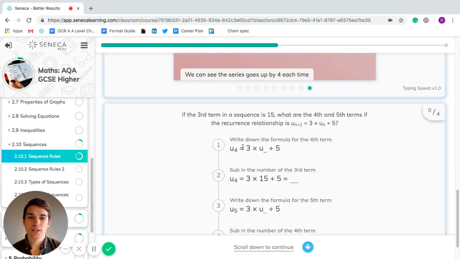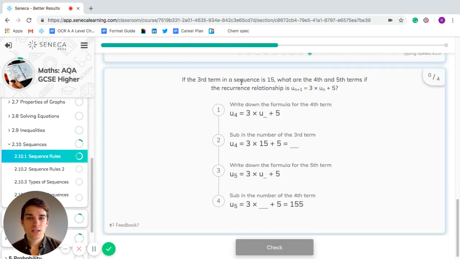So let's look at some questions. If the third term of the sequence is 15, what are the fourth and 5th terms if the recurrence relationship is u n plus 1 equals 3 times u n plus 5? So the third term is 15. To find the next term, we put that into this u n equation. So 3 times 15 is 45. Add 5 would be 50.